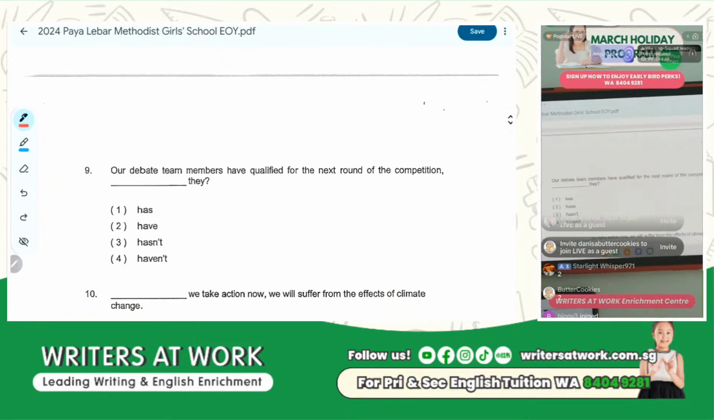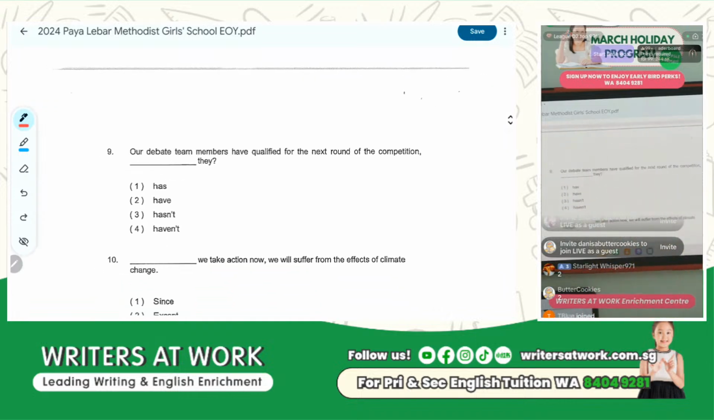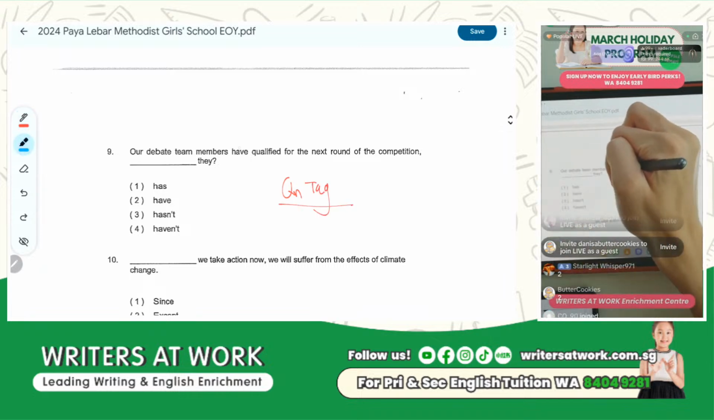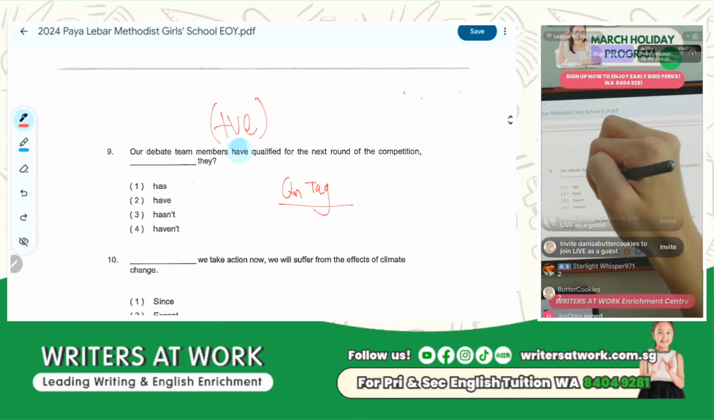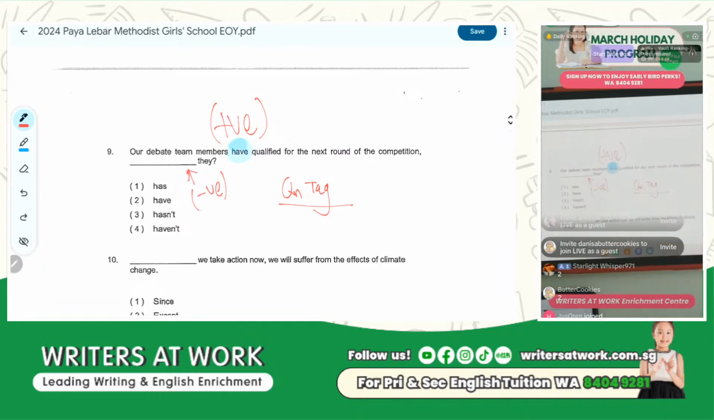Okay, we're going to end the grammar section quite soon. 2 more questions. Our debate members have qualified for the next round of the competition. Dash they. It's a very straightforward question tag question. So I have identified a positive connotation here. Therefore, I need a negative connotation at the back. So, does anybody want to give the answer? Very straightforward question.